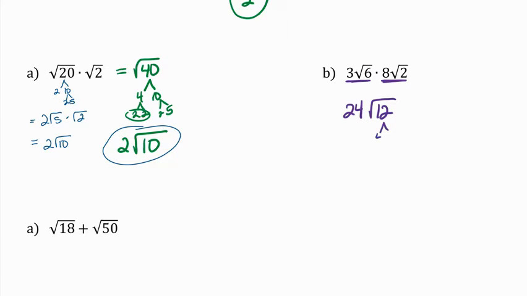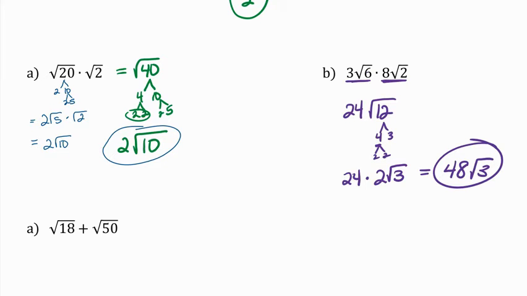12 breaks down to 4 and 3. So there's our perfect square, right? That's a 2 and a 2. So that means I've got 24 times 2 radical 3, which is 48 radical 3.